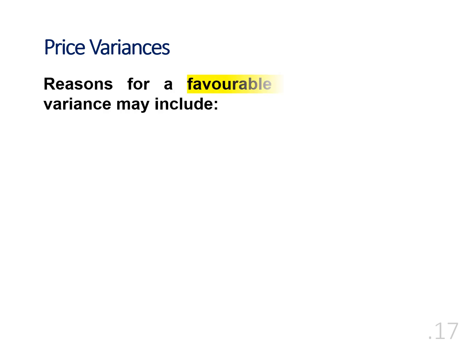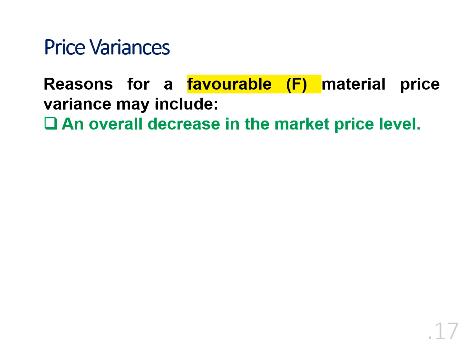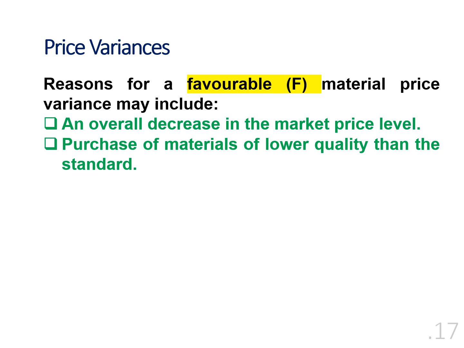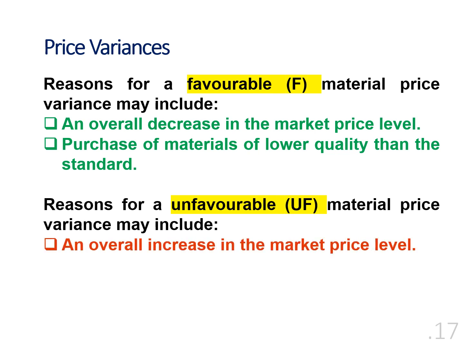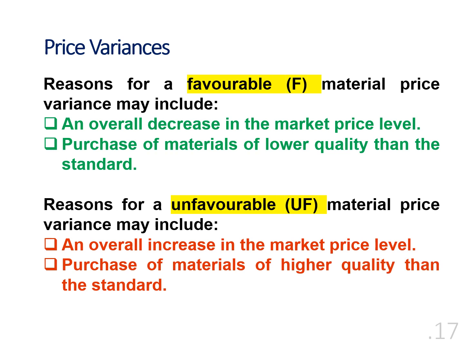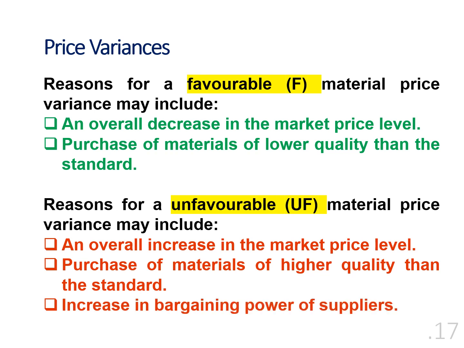Price variances. Reasons for a favorable material price variance may include an overall decrease in the market price level and purchase of materials of lower quality than the standards. Reasons for an unfavorable material price variance may include an overall increase in the market price level, purchase of materials of higher quality than the standards, and increase in bargaining power of suppliers.